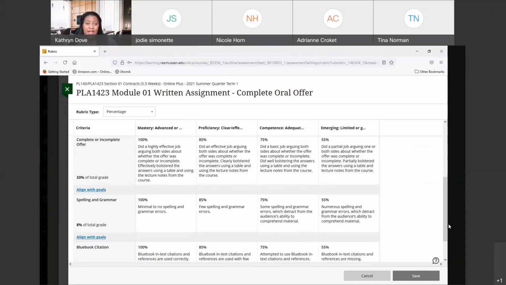And I did not come up with this assignment. I'm simply the one that will be grading it. The rubric is telling me that I need to see a highly effective job arguing both sides about whether the offer was or was not incomplete. Effectively bolster the answers using the lecture notes from the course. You do not have to use that table. You do need to cite to what an enforceable contract is, what an enforceable offer is. You can get that information from your textbook.